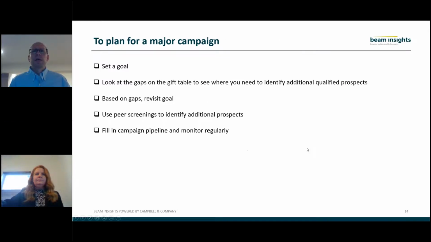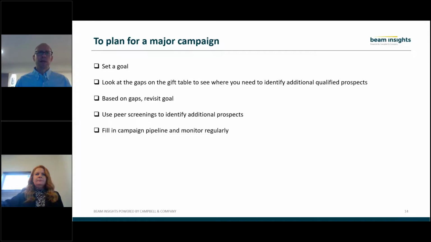So let's talk through a few different goal-setting scenarios through which you might use a gift table. To plan for a major campaign is the most traditional way that you might use a gift table. In the beginning, it's helpful as you're just beginning to talk about the prospective goal for this campaign, when you're thinking about what's feasible, what's realistic.